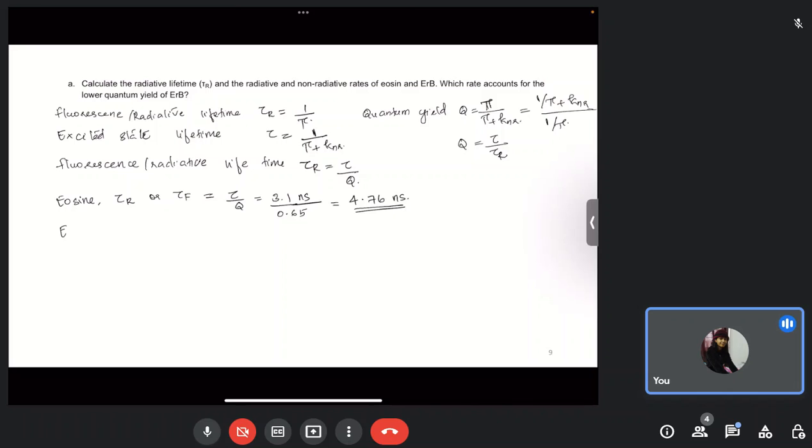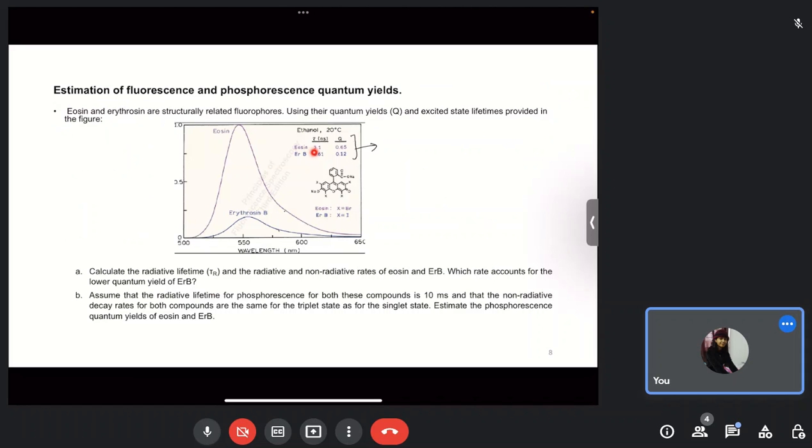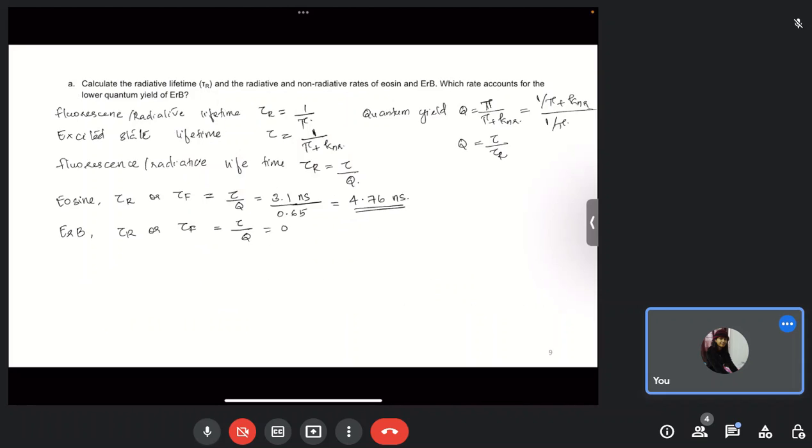For erythrosin, tau r or tau f is equal to tau by Q. Tau was 0.61 for erythrosin, and the quantum yield is 0.12. So 0.61 nanoseconds divided by 0.12 will be 5.08 nanoseconds. Okay, so we have found out the radiative lifetime.